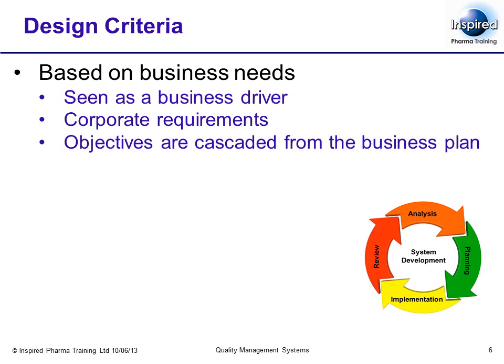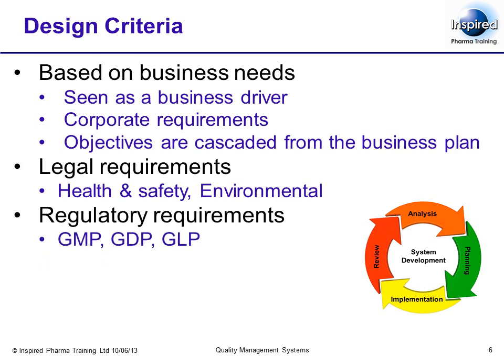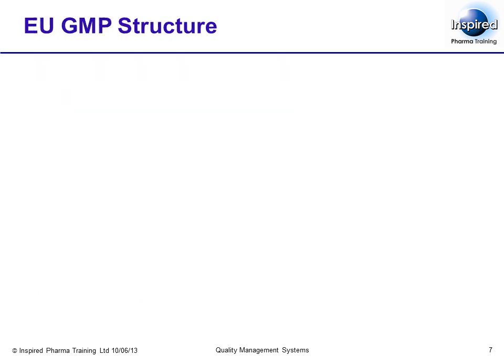We will need a system that incorporates any legal requirements, such as health and safety or environmental legislation. And finally, we will need a system that embraces necessary regulatory requirements, be they GMP, GDP, GLP, for example, and also considers appropriate quality standards, such as ISO 9001, either all of ISO 9001 or elements of ISO 9001.